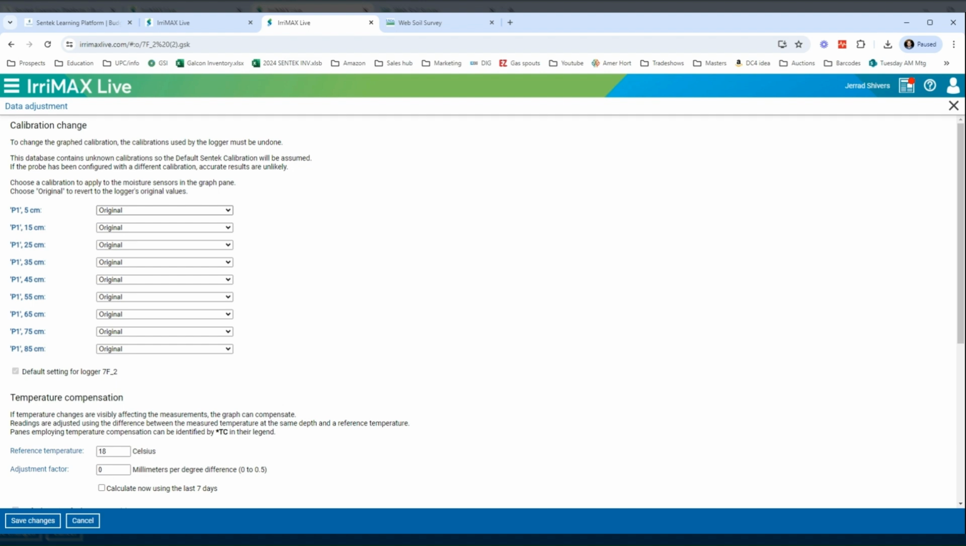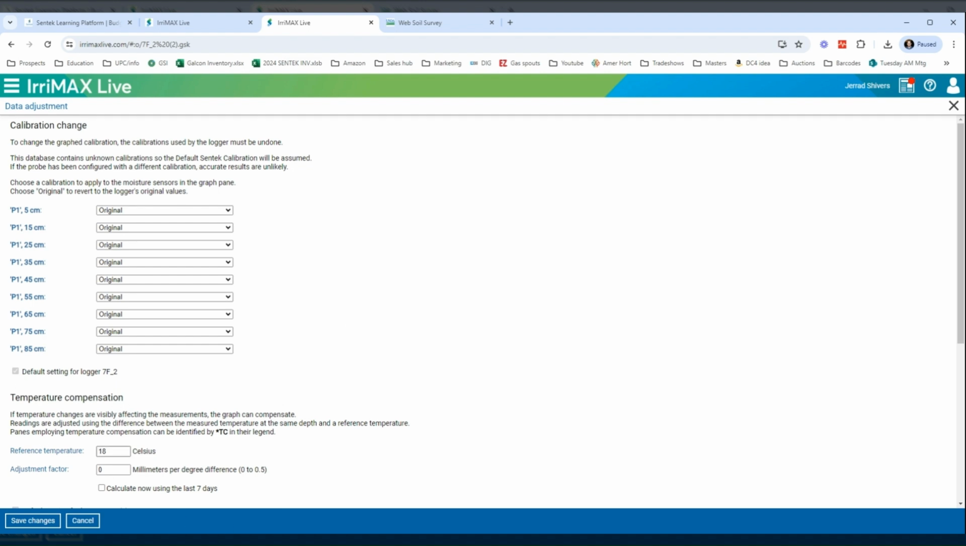Now, the upside and the downside, I tell everyone with IrriMAX, is we have all the power in the world. That is the upside, and that is also the downside. With great power comes great responsibility, and you can get your calibration really wild playing with some of these things. I geek out on this. Creating a new graph and screwing around with calibrations is fun to me. Don't judge, but I enjoy it. So you're more than welcome to do that for sure.